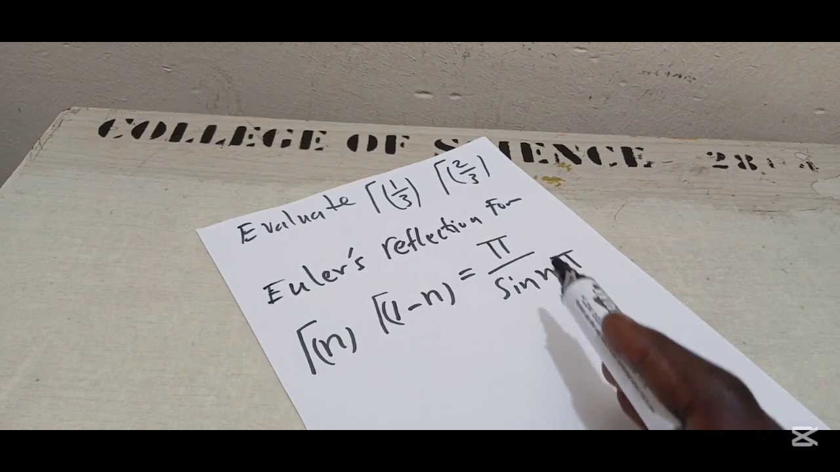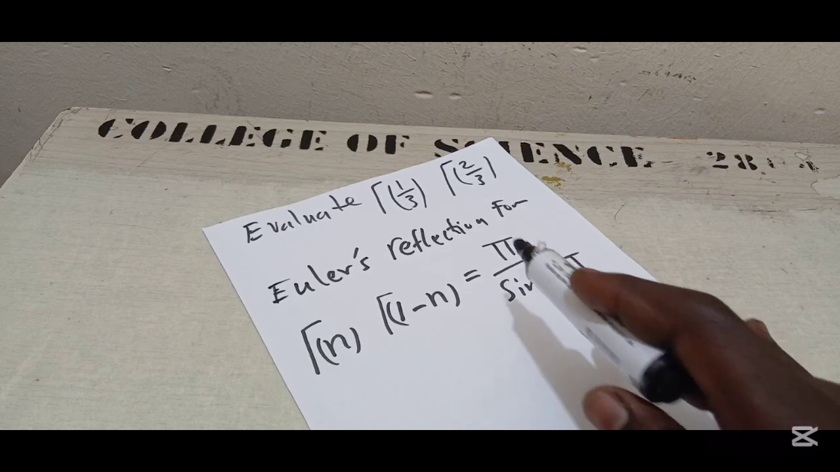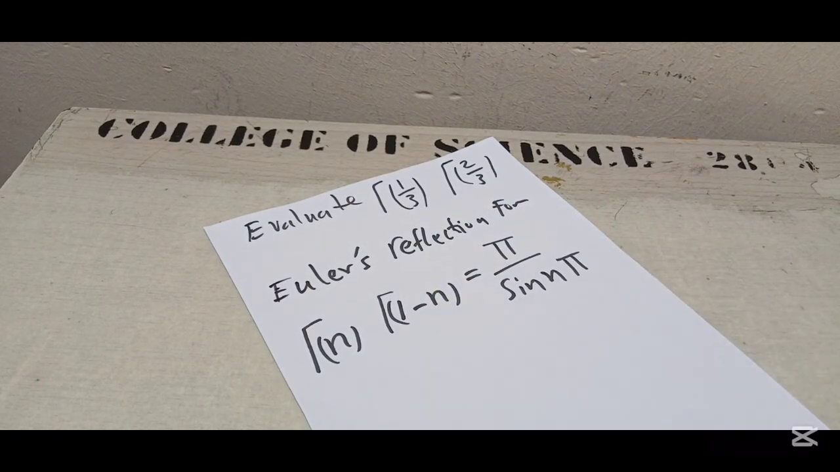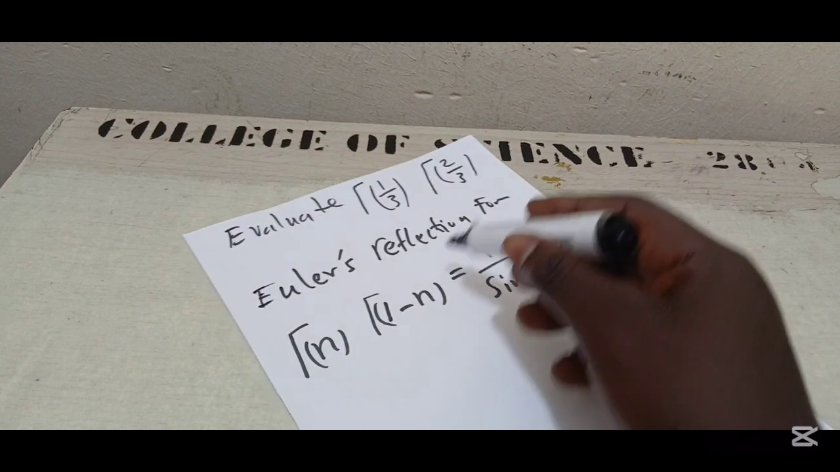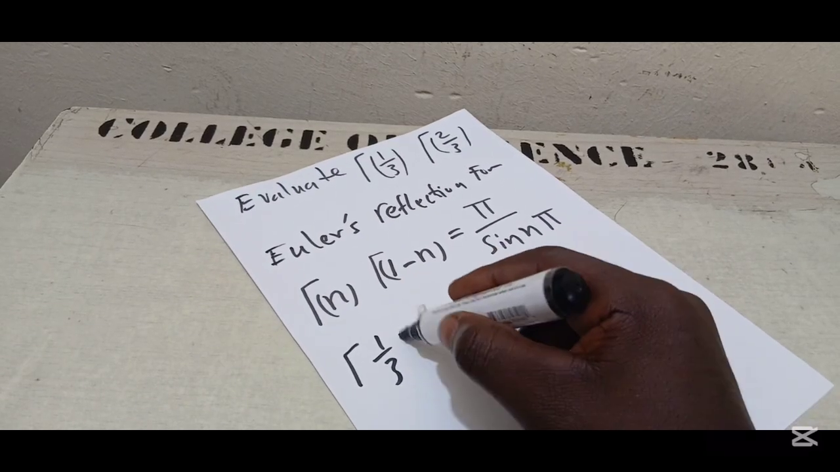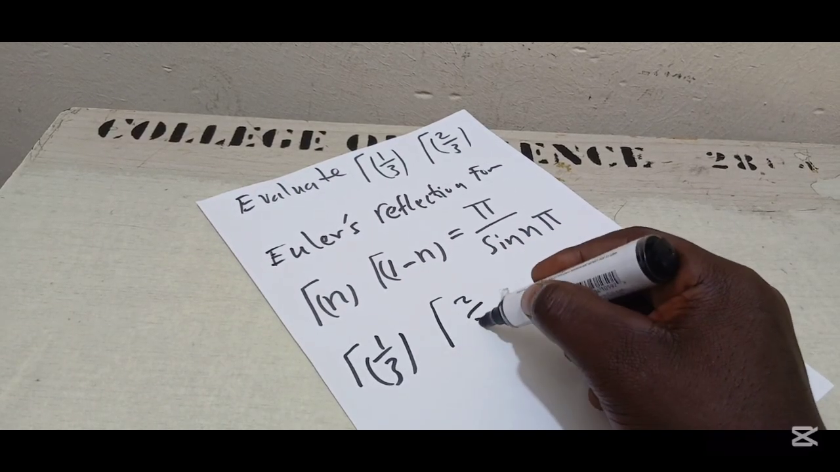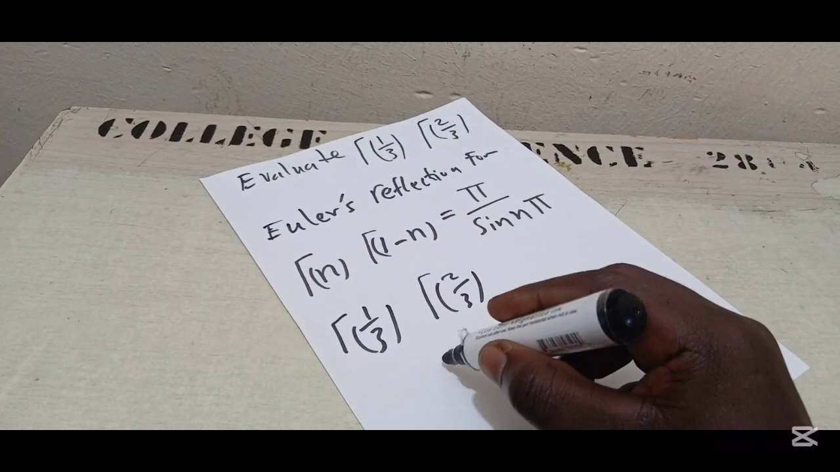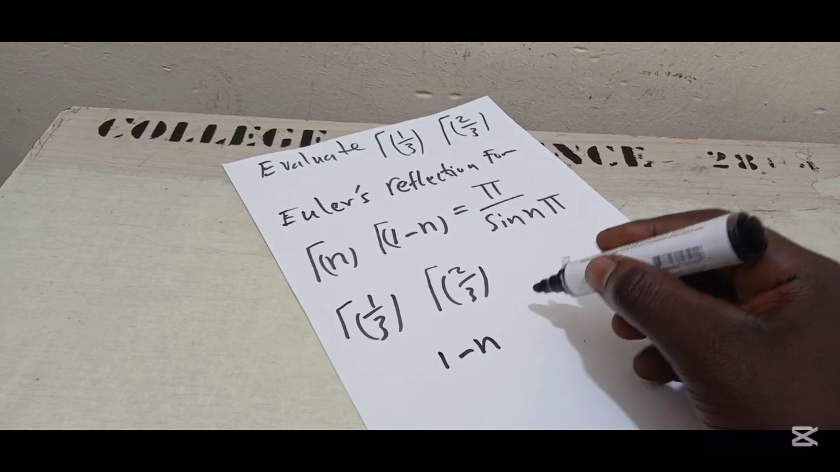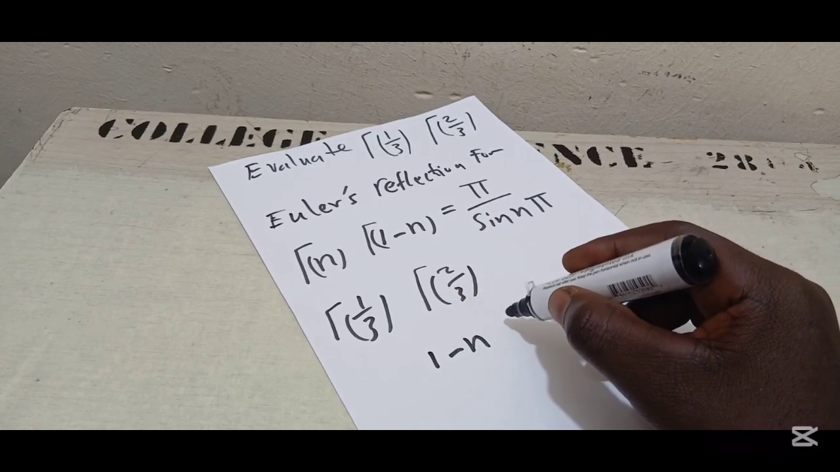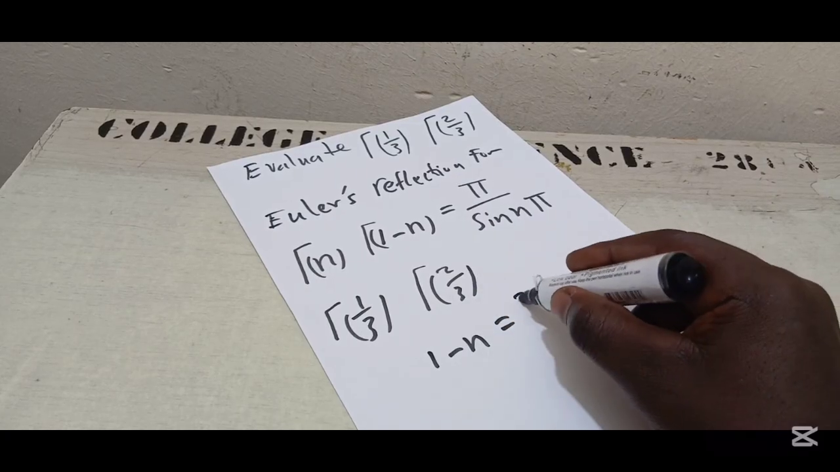So looking at this, we already have 1 on 3. Let's try and see what we can do to simplify this. So we have gamma 1 on 3, right? And we also have gamma 2 on 3, right? So we are trying to look at something like 1 minus something to give us, let's say, 2 on 3.